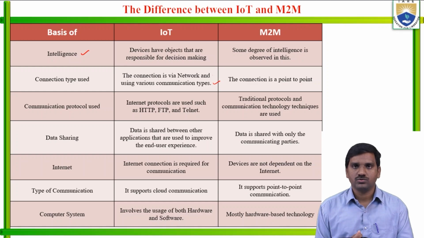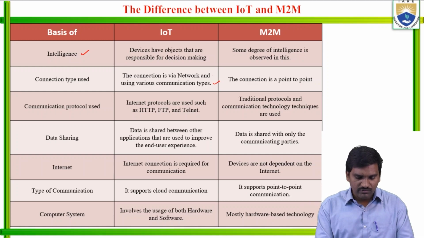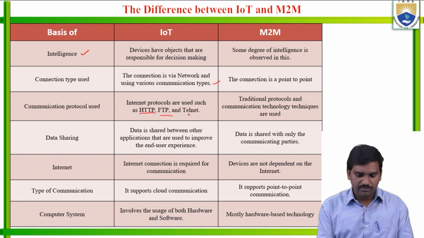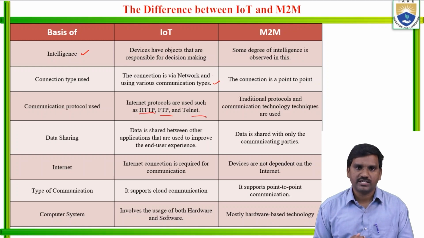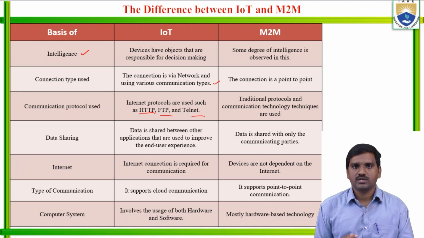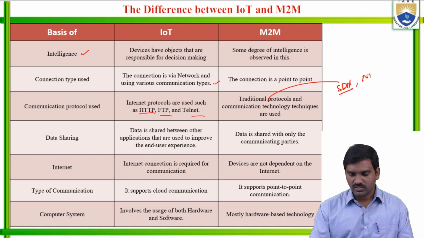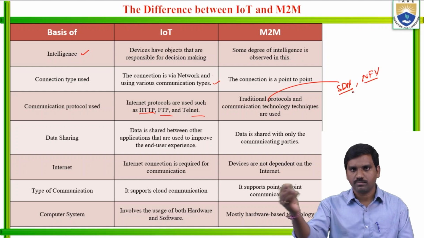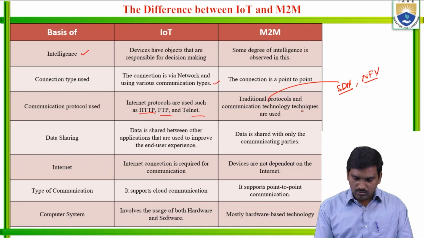Next, communication protocols used. What are the communication protocols used in IoT, and what are the communication protocols used in machine to machine? In IoT, network protocols such as HTTP, FTP, and Telnet are used. These are the three communication protocols used in IoT. Next, in machine to machine, traditional protocols and communication techniques are used. Traditional protocols means SDN, software defined networking, and network function virtualization. Both of these topics are coming in the next class.